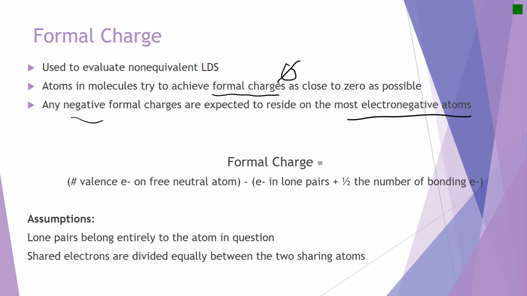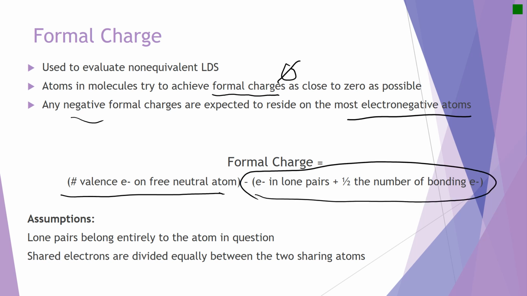They love having those electrons. So there's a simple formula that you have to do. All it is, is a comparison between the number of valence electrons that the element has when it's by itself, and then you add up the total number of electrons it has in the Lewis dot structure itself. And it's just a simple subtraction problem.